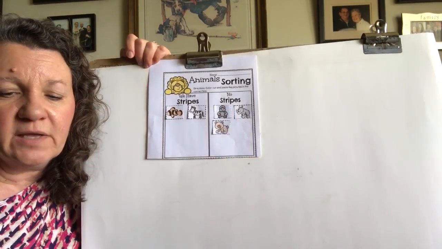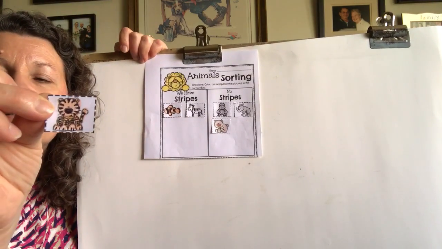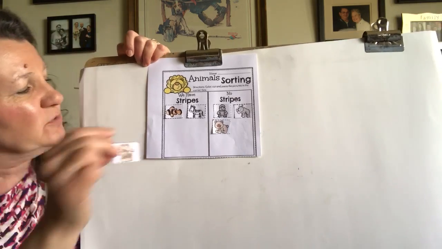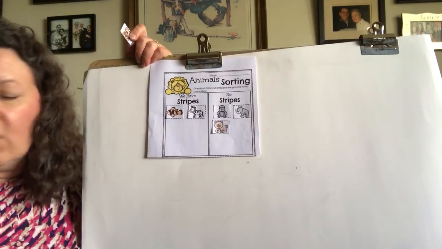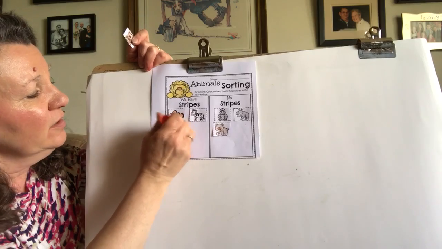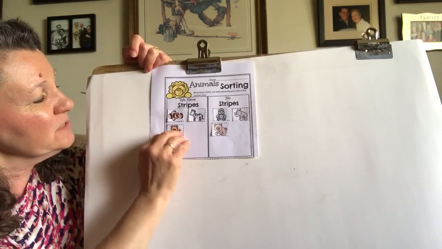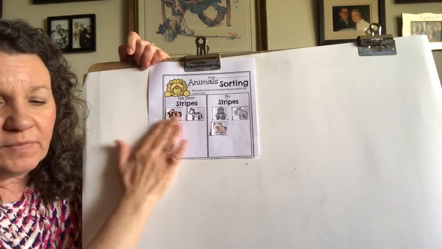Okay, now let's look at our next one. What is this? A tiger. Does the tiger have stripes? Yes, the tiger has stripes. We're going to put the tiger over on the left side here because that's our stripe side. So a tiger has stripes. So I'll put that there.